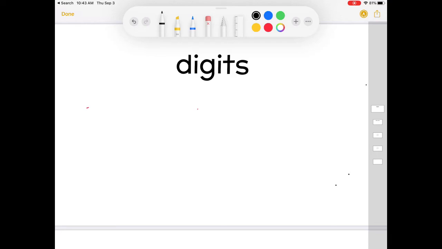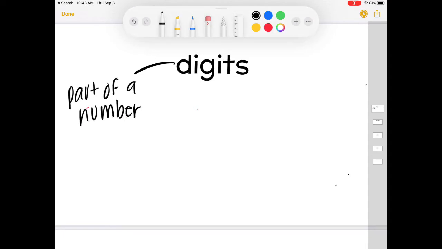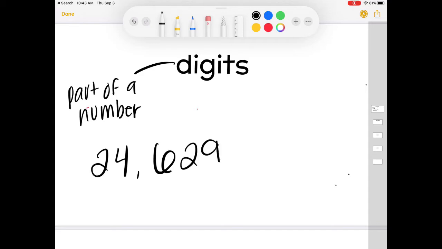When we're comparing numbers, we need to talk about digits. And digits just means part of a number. So I'm going to write a number down and we're going to look at digits. So if I have this number, 24,629, I have 5 different digits here.